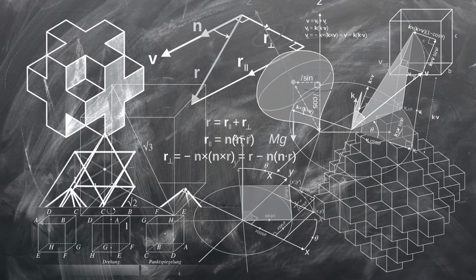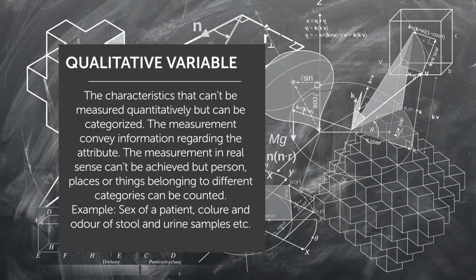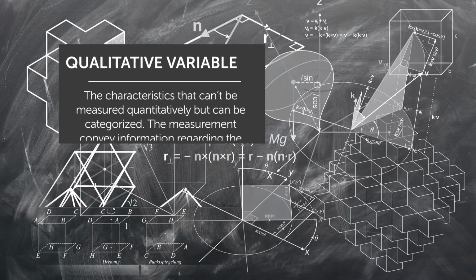On the other hand, when you talk about qualitative variables, these are characteristics that cannot be measured quantitatively but can be categorized. The measurement conveys information regarding the attribute; the measurement in the real sense can't be achieved, but persons, places or things belonging to different categories can be counted. Example given: the sex of the patient, color and odor of stool and urine samples, etc. are considered to be qualitative variables.